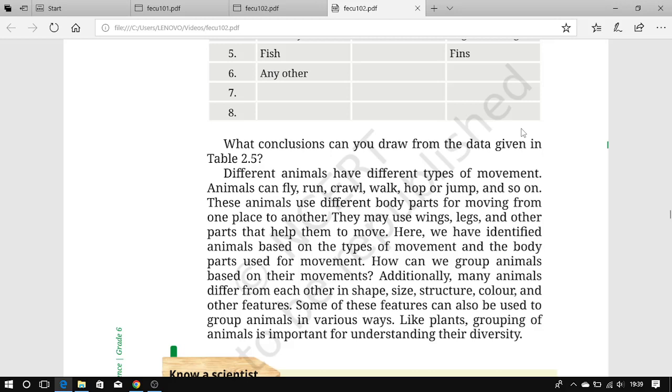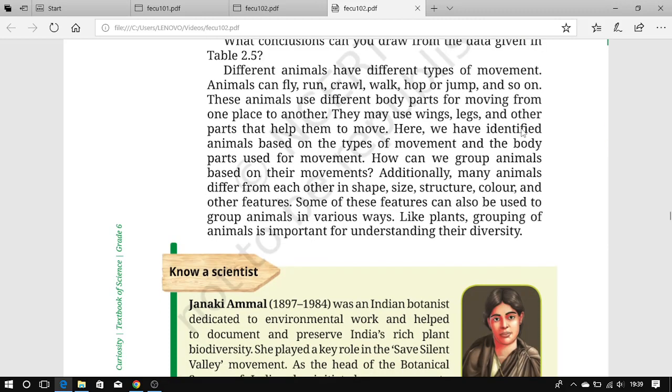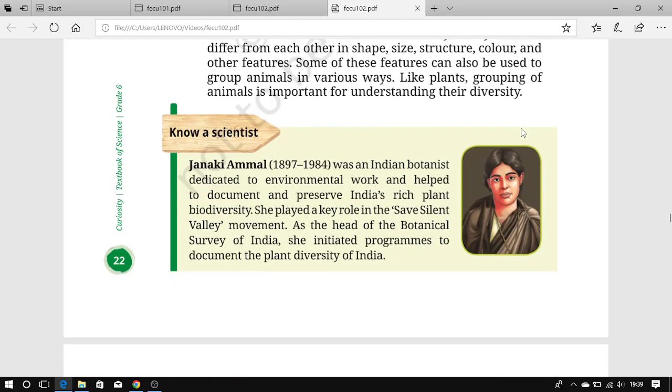How can we group animals based on their movements? Additionally, many animals differ from each other in shape, size, structure, color, and other features. Some of these features can also be used to group animals in various ways. Like plants, grouping of animals is important for understanding their diversity. So now we will discuss a scientist, Janaki Ammal. You will observe and learn more about diversity.